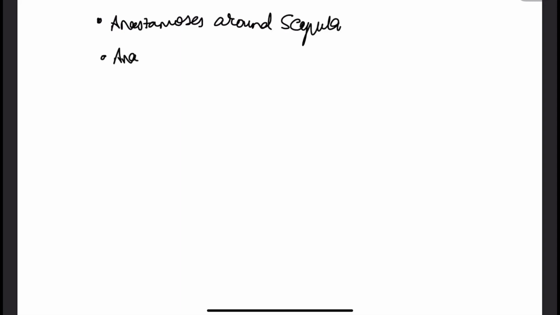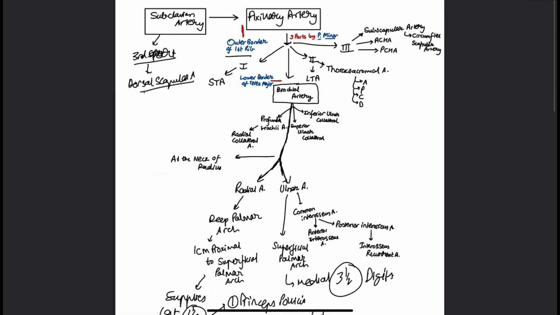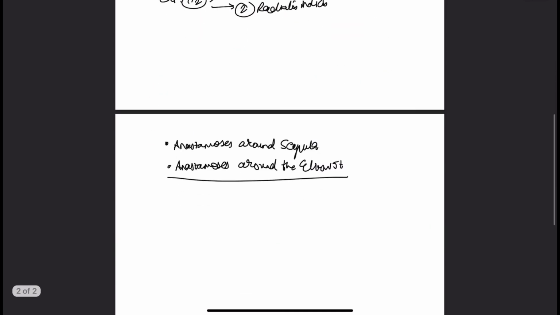And the other two important questions are the anastomosis around the scapula and the anastomosis around the elbow joint. Now, before the exam, all you have to do is look at this flowchart while revising the upper limb. Remember all the arteries. Remember how the arches are made. Remember which arteries participate in the anastomosis around the scapula and around the elbow joint. And you have a gross idea of the blood supply of the upper limb.